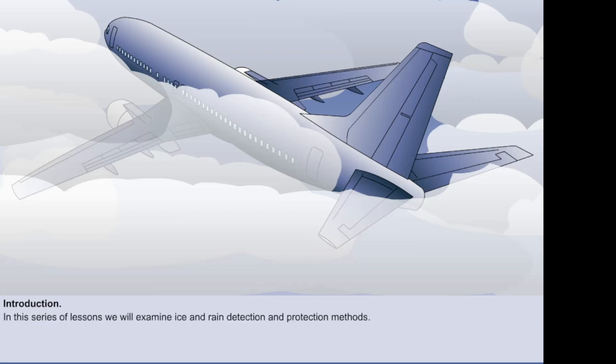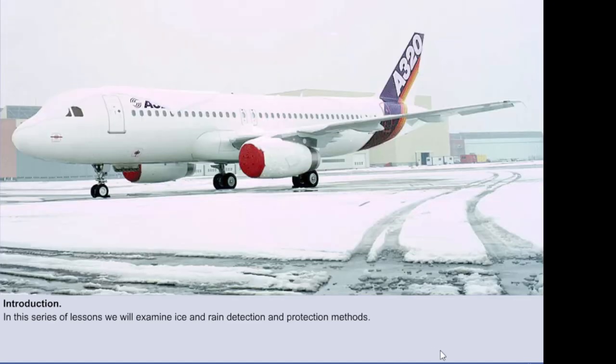In the Ice and Rain series of lessons, we will examine the methods used to detect when an aircraft is flying in icing conditions. And we will look at the various systems that can be fitted to aircraft to prevent ice and rain becoming a problem. We will not be discussing pre-flight ground de-icing. This is covered in the Operational Procedures series of lessons.